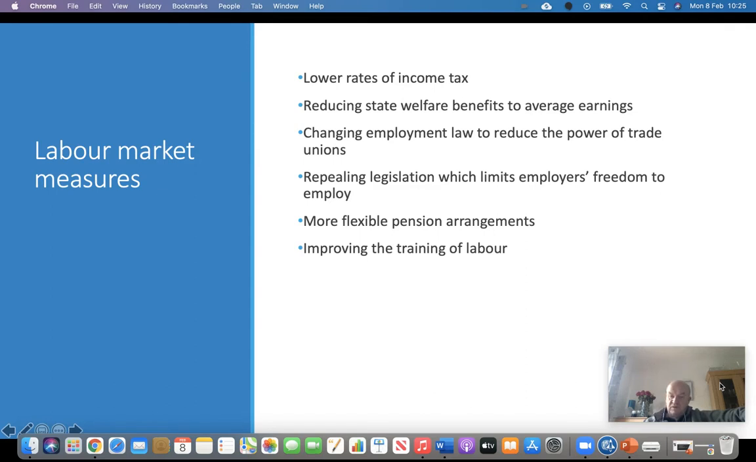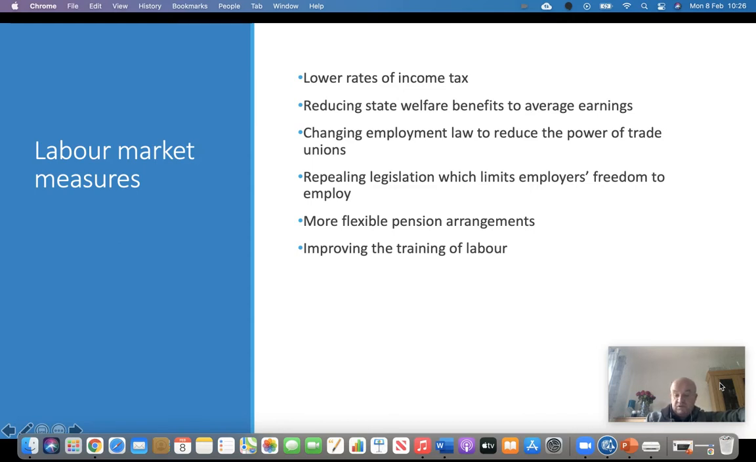Changing employment law to reduce the power of trade unions. Well, we talked specifically about that in interventionist policies, and that's clearly going to make it slightly easier for businesses to employ people, and as a result, that's clearly going to influence the firm's policy. The repealing of legislation which limits the employer's freedom to employ. Clearly, if you repeal legislation, that means you reduce the amount of legislation, and that would make it easier for firms to employ people. So taking away certain law that might make it slightly more difficult and more expensive, that clearly would have an effect.